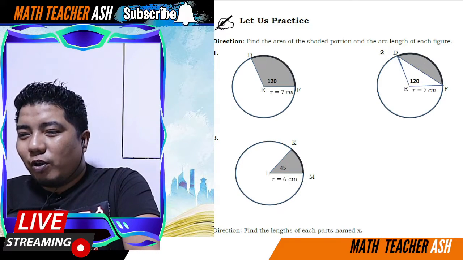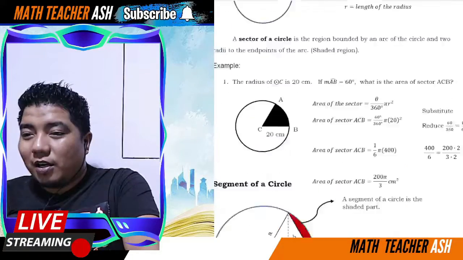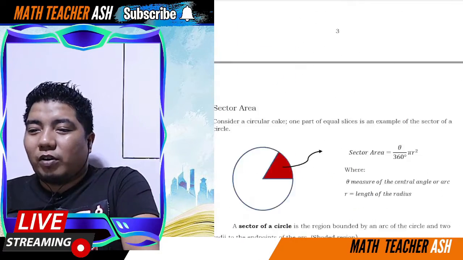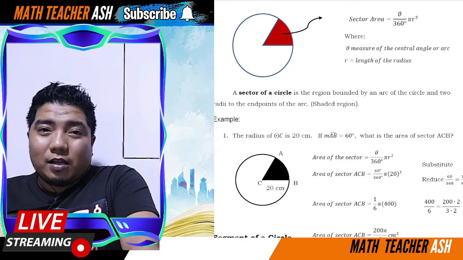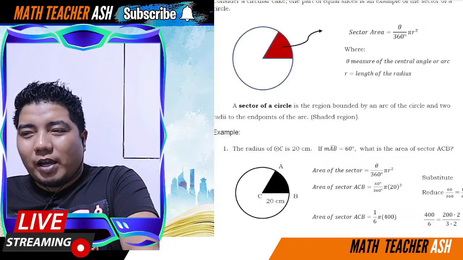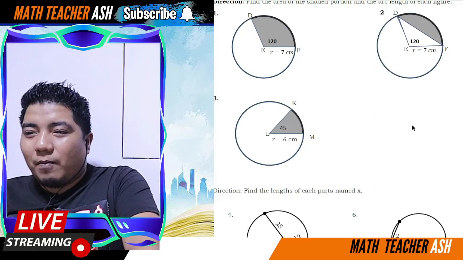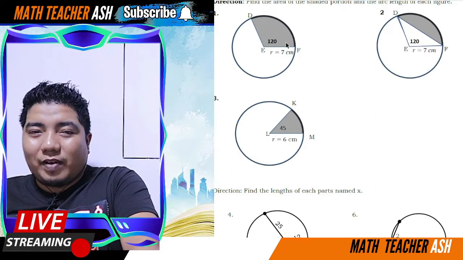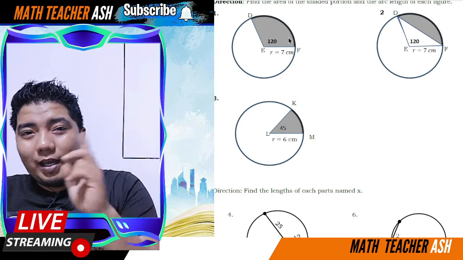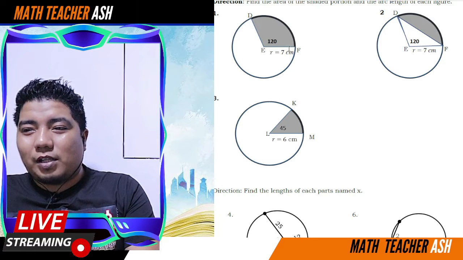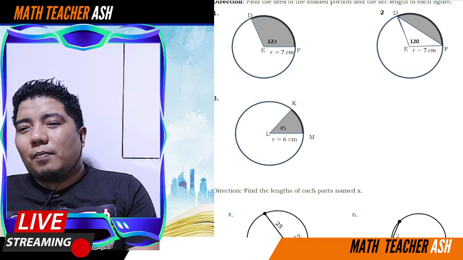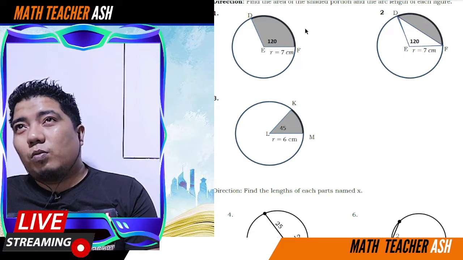Okay? So, if we go back to what we have discussed earlier, the sector area and the segment of a circle. Okay, so for the sector area, what you will do is, you just get the angle divided by 360 times pi r squared. Okay, so going here, that is 120 divided by 360, and then multiply it to pi times the radius, that is 7 squared. So 7 squared is 49. So 49 times 120 over 360. So cancel ang 0, 0.